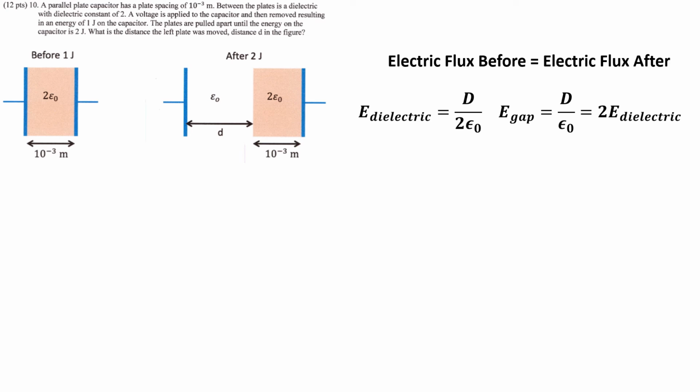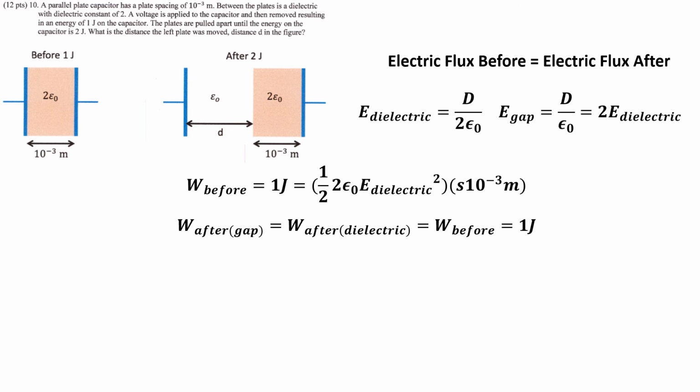We can now plug in our numbers to find the work on the before capacitor. In the before capacitor, there is 1 joule of energy, which is equal to 1/2 times 2 epsilon naught multiplied by the electric field of the dielectric squared, multiplied by the surface area of the capacitor, multiplied by 10 to the negative 3 meters. Now, when we look at the after capacitor, we know that there is still 1 joule of energy in the dielectric due to no change being done to the dielectric itself. We also know that the free space would need to contribute 1 joule of energy as well.